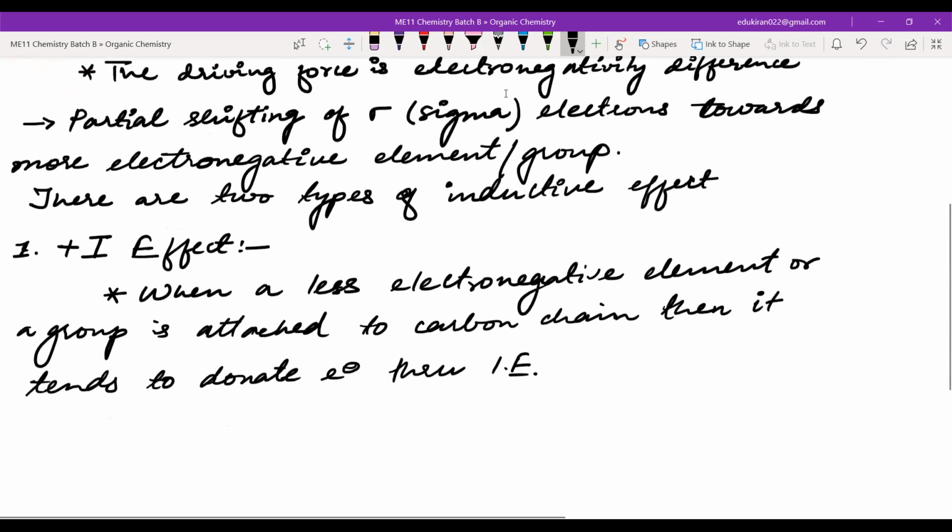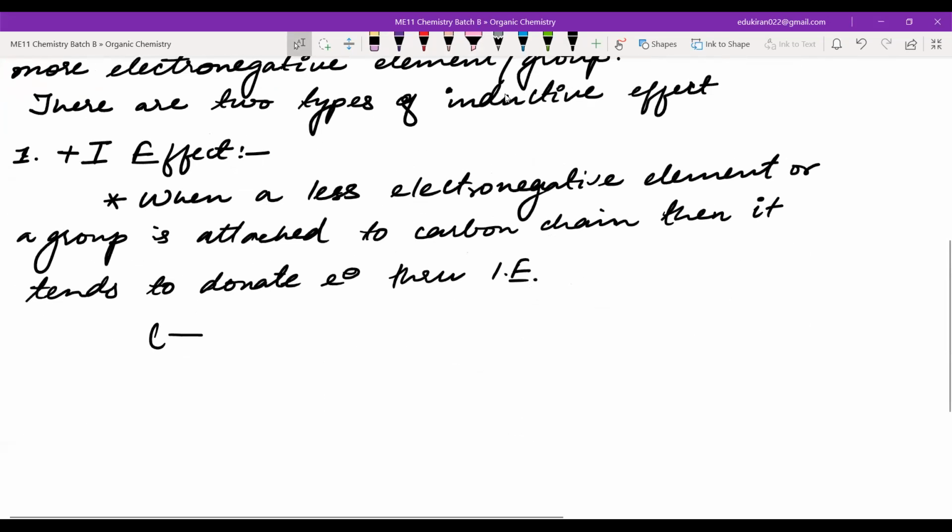So for example, you have a carbon. So this is a carbon chain, and here you have an element which is, let us say, A. Now I am saying that A is less electronegative. The electronegativity of A is less than the electronegativity of carbon. And what is going to happen in this carbon and A bond? There are two electrons which have been shared, but the sharing will be more towards carbon.